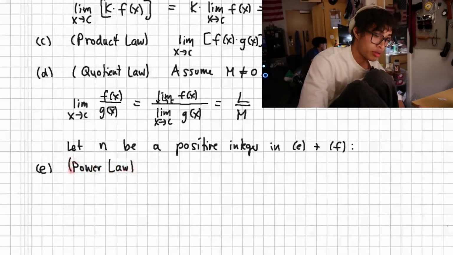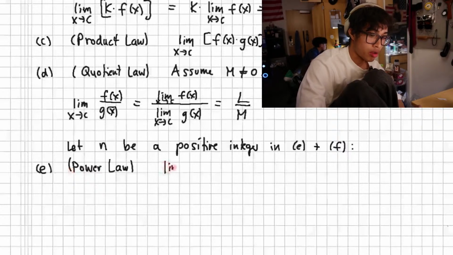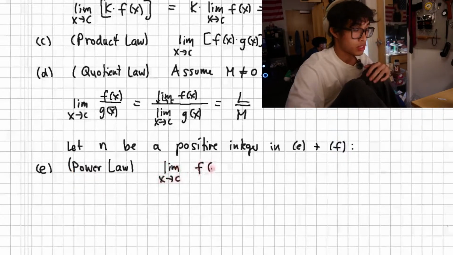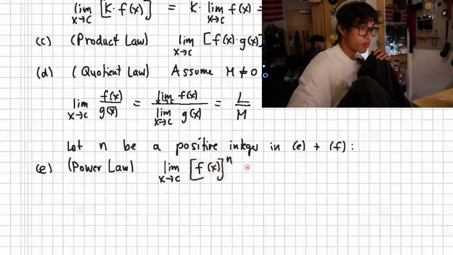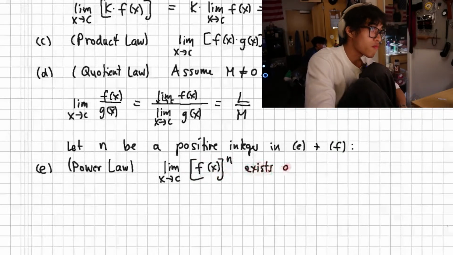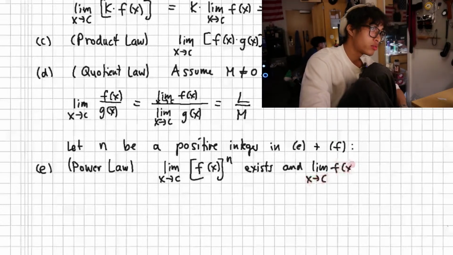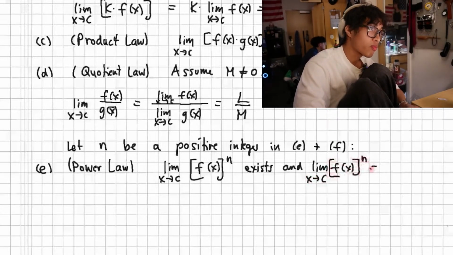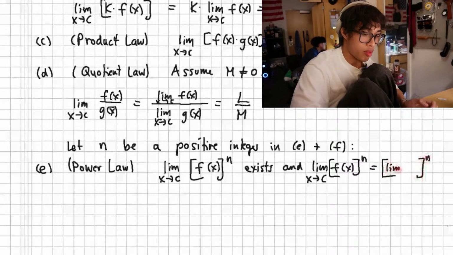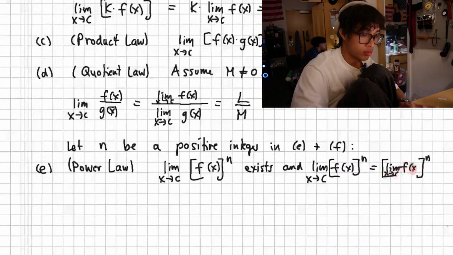And it simply restates essentially the same idea, but for power expressions. So the limit as x approaches c of f of x to the nth power exists, and I can rewrite that limit as the nth power of the limit, or L to the n.